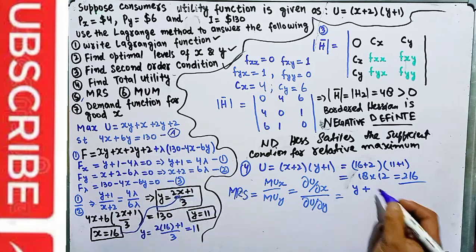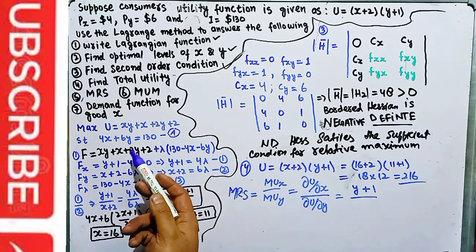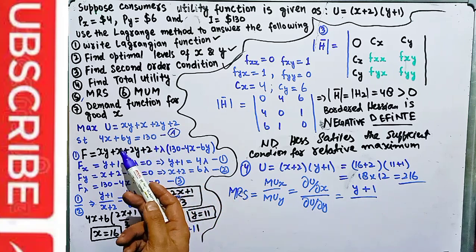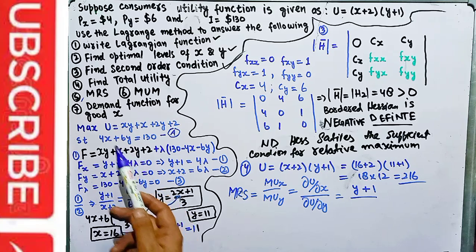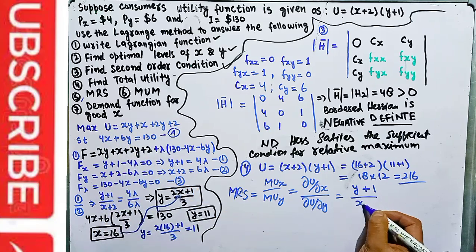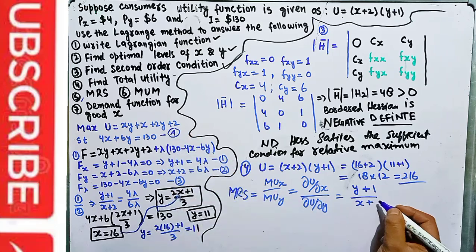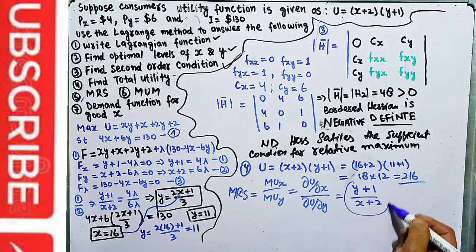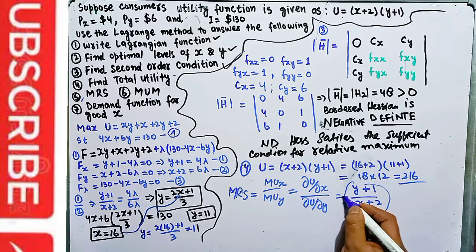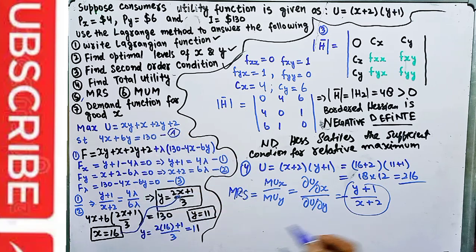plus 1, upon the derivative of this function with respect to y, which will be x plus the derivative of y, which here is 2. So this is our MRS here: (y plus 1) upon (x plus 2), and it is always negative. Okay, marginal rate of substitution. To find out the absolute value, you can also plug the values of 16 and 11 in place of x and y. So okay, we are done with the fifth part also.